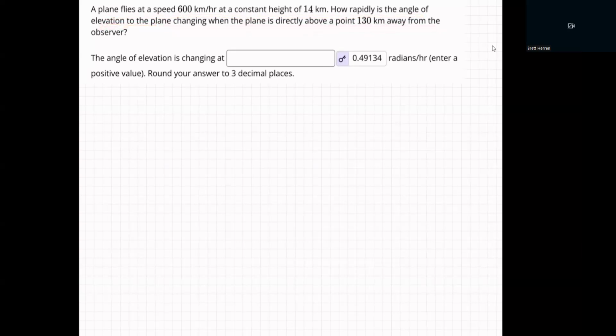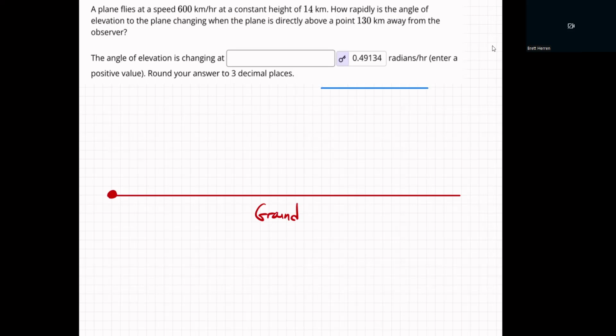Okay, well, let's draw the situation. So we have the ground. Okay, this is ground. And we have the person, let's say right there. And then we have this plane. It's up here in the sky, and it's flying that way. Here's where the plane is right now.